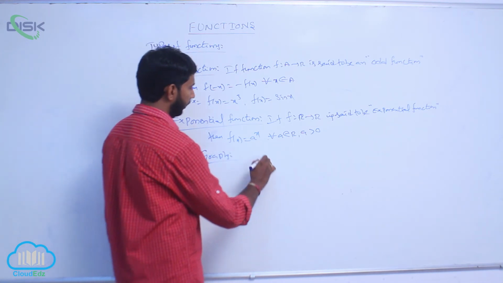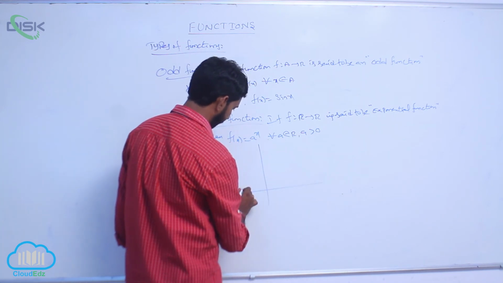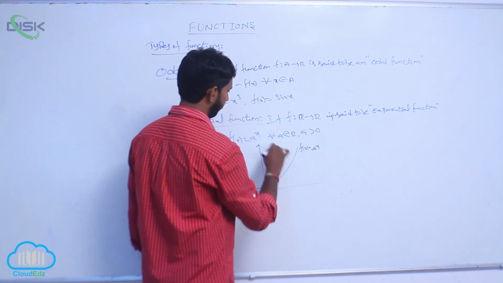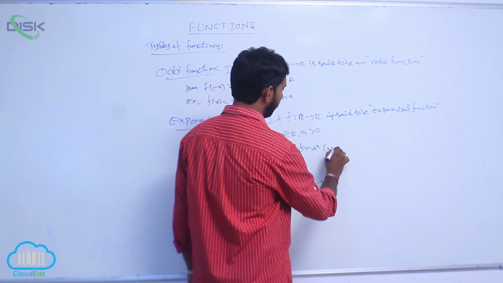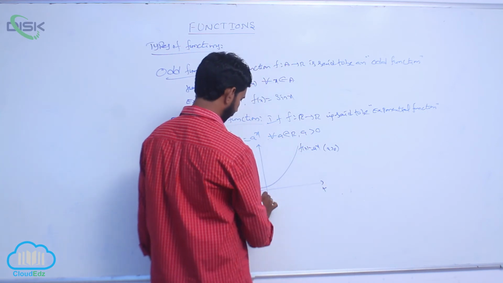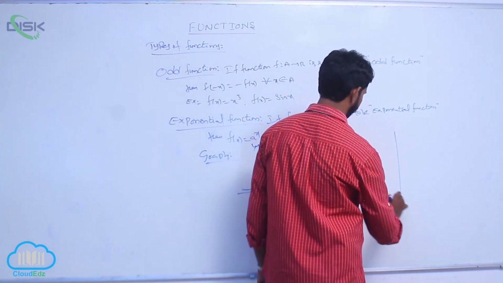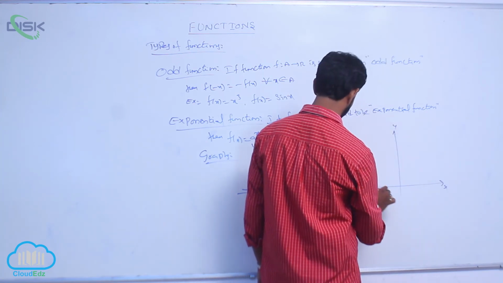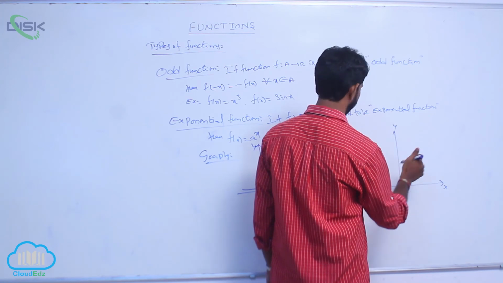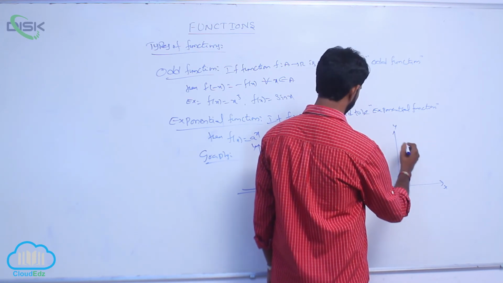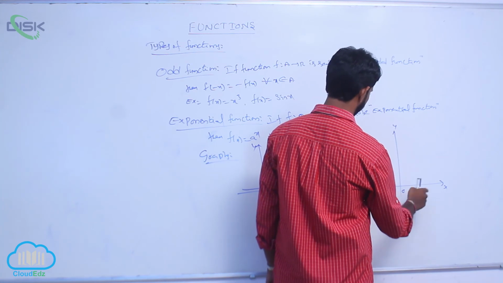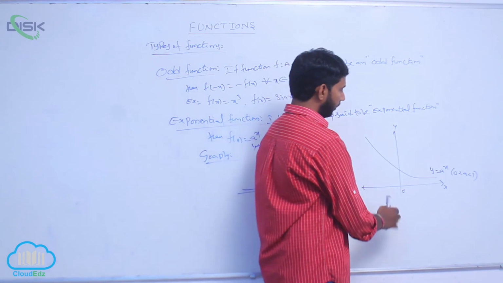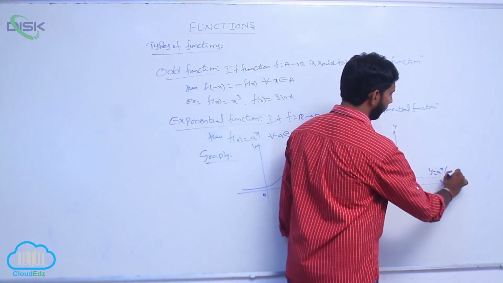Graphs of exponential function. f of x is equal to a power x when a is greater than 0. y is equal to a power x when 0 less than a less than 1.